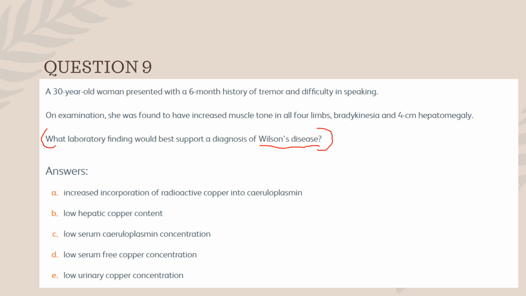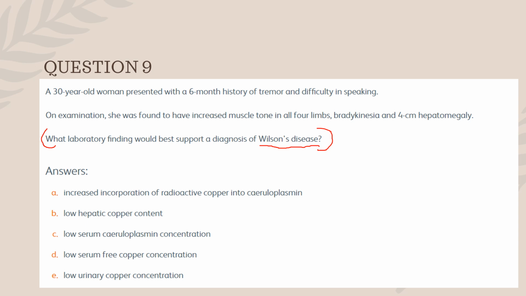Wilson is when there is increase in copper and there is copper deposition in the body, and there is decrease in ceruloplasmin because ceruloplasmin will be used up. Answers are: increased incorporation of radioactive copper into ceruloplasmin. Option B, low hepatic copper count. No, there will be higher copper count if you take a liver biopsy. Low serum ceruloplasmin concentration. That could be an answer because all of the ceruloplasmin will be used up, because ceruloplasmin is the one binding to copper.